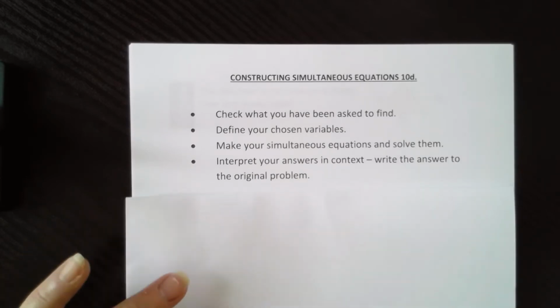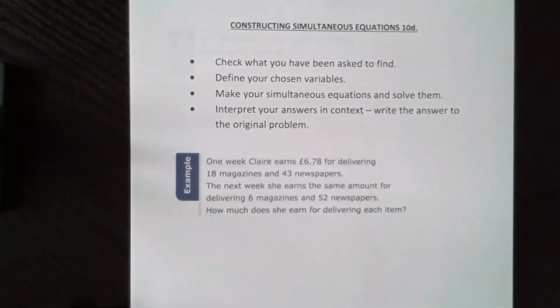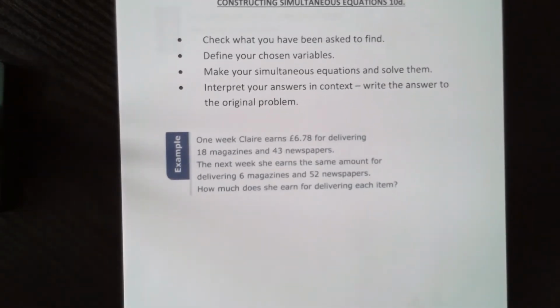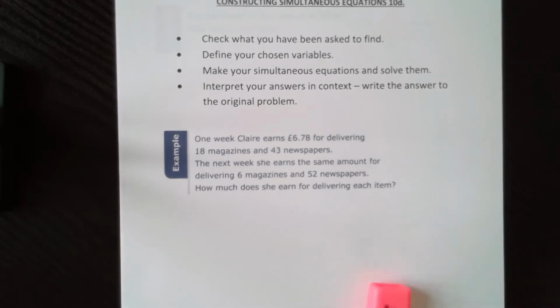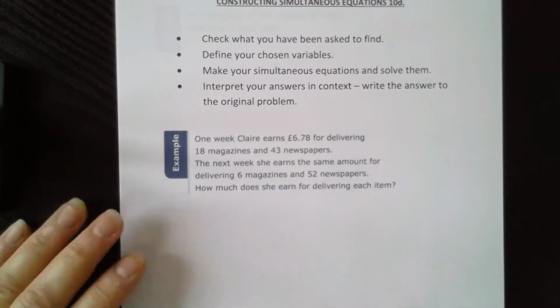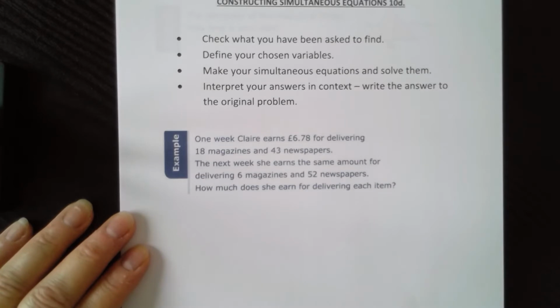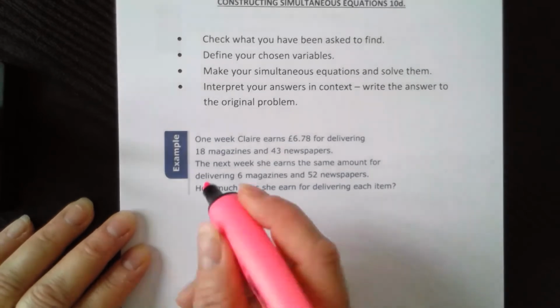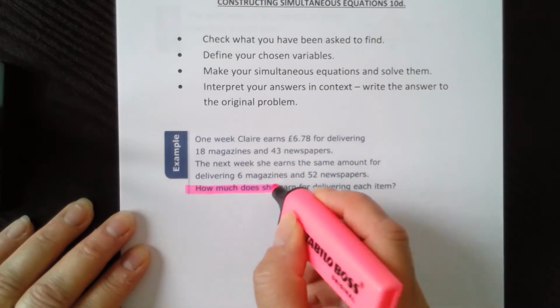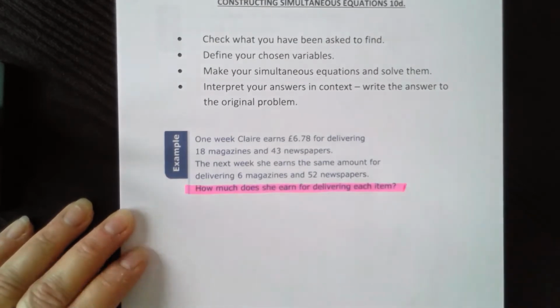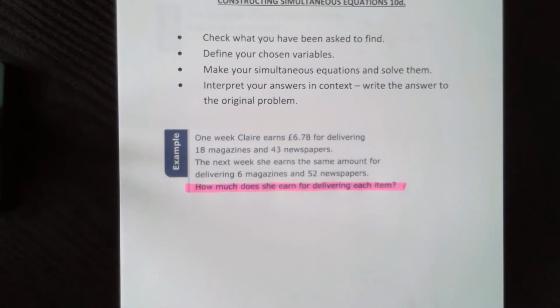So let's look at our first example. One week, Claire earns £6.78 for delivering 18 magazines and 43 newspapers. The next week, she earns the same amount for delivering 6 magazines and 52 newspapers. How much does she earn for delivering each item? That is what we've got to find. How much she earns for delivering each item. So how much she earns per magazine, how much she earns per newspaper. Now I know what I've got to find. I'm going to define my variables.